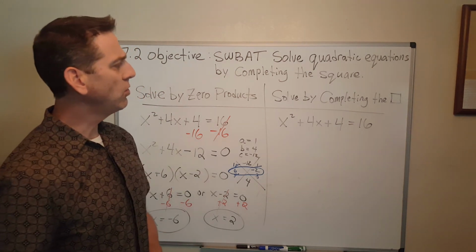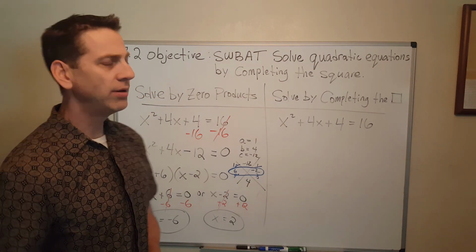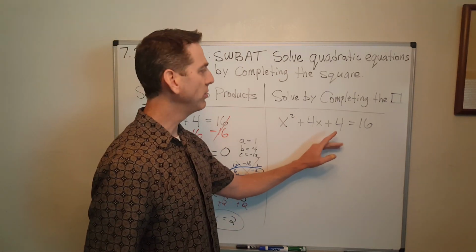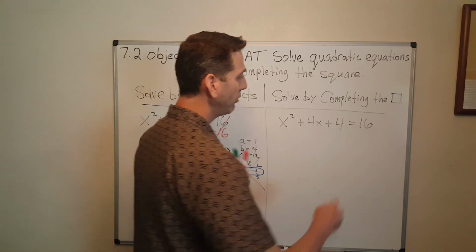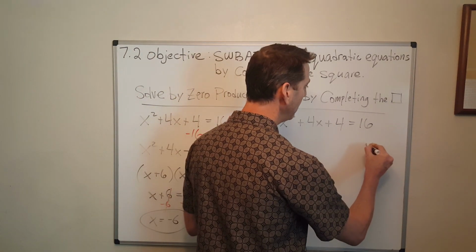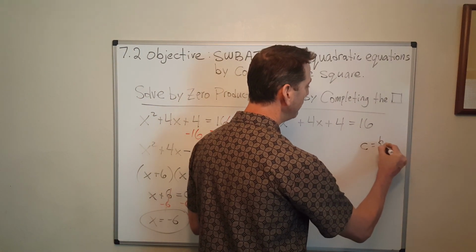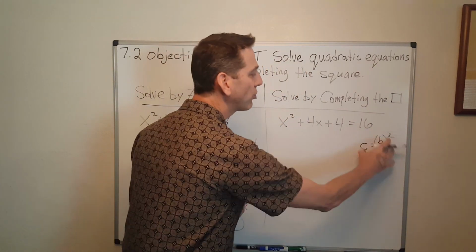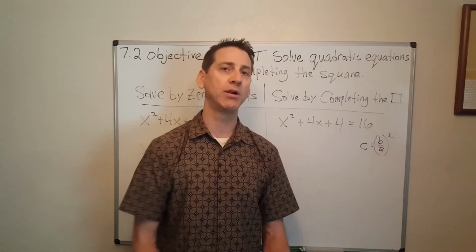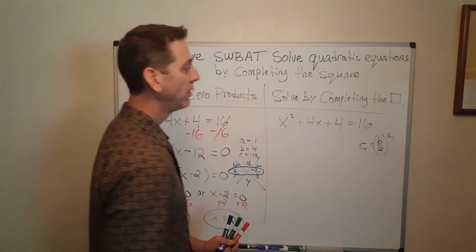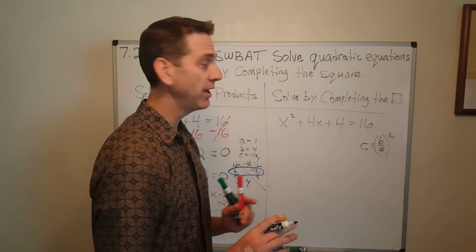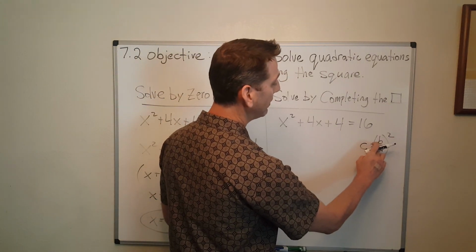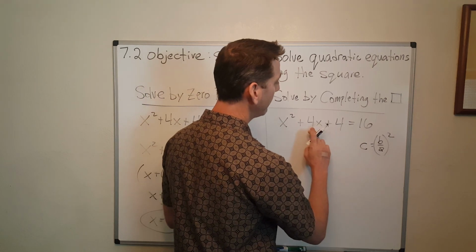Okay, so if you remember from the last video, in order to have a perfect square trinomial, you remember the little formula? C had to be equal to b over 2 squared. If that is true, then I get a perfect square trinomial. Okay, let's see if that's true in this case. Okay, C. What's b? Well, b is 4, right?